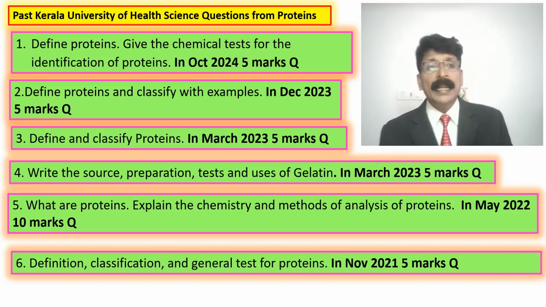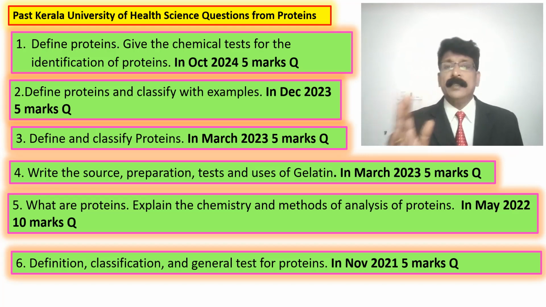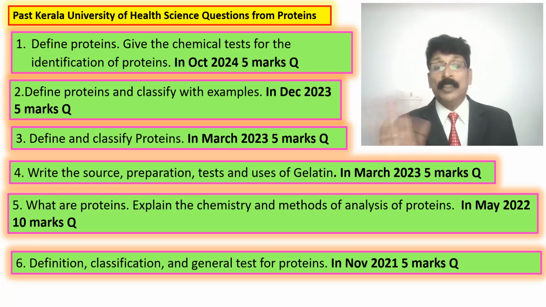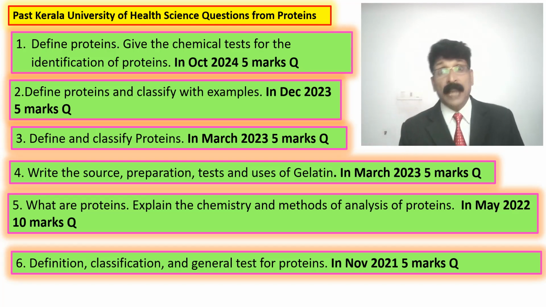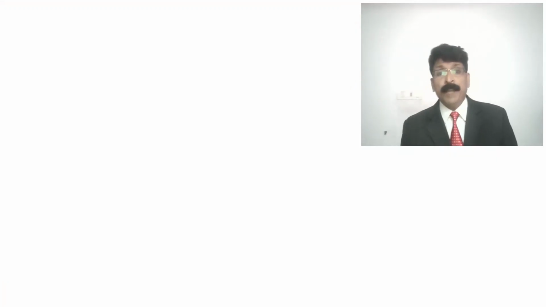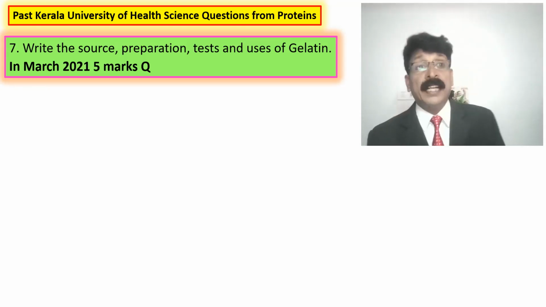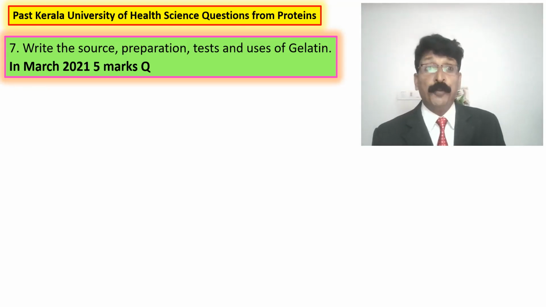Define and classify, and the general tests for protein. Tests for proteins which you know very well, like the xanthoproteic test and the biuret test. These tests I have given under gelatin, so you can write them as general tests. If they ask about protein also, you can mention them. November 2021, 5-mark question. Write the source, preparation, test and uses of gelatin, March 2021, 5-mark question.